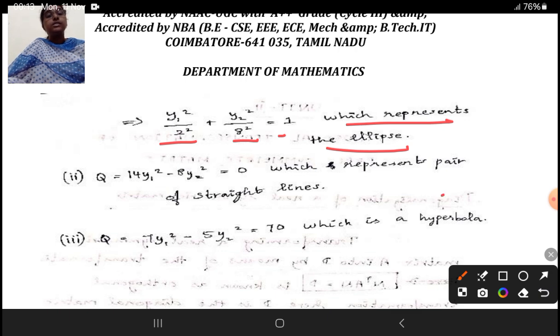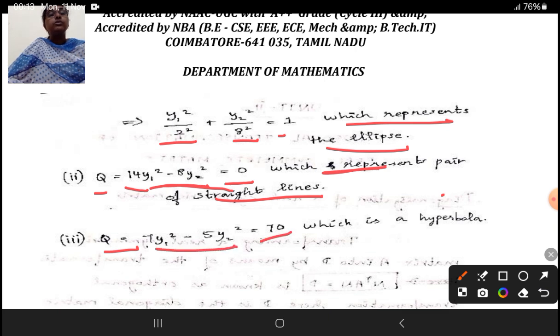Likewise, for the second sum and third sum we can also write. For the second sum, the quadratic form value is 0. Here we got 14 y1 square minus 8 y2 square from this equation, which is equal to 0. It represents a pair of straight lines. And for the third sum, the value given is 70. The corresponding form is 7 y1 square minus 5 y2 square, so it is a hyperbolic equation. This way we can easily calculate the terms which are given.